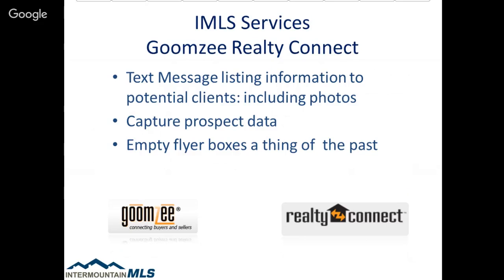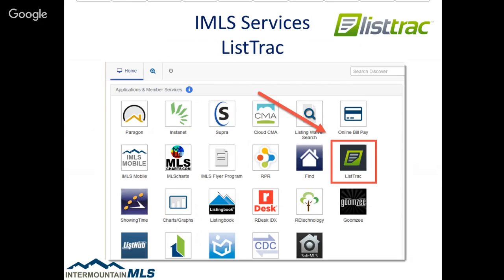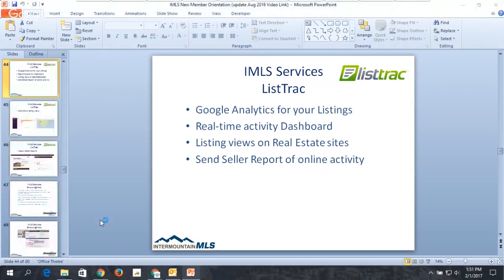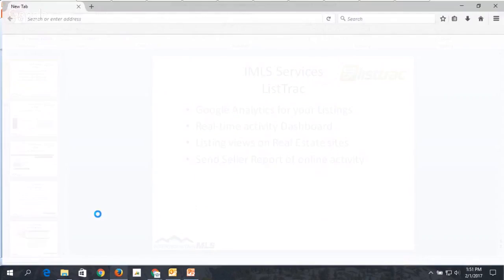So that's what Goomsy Realty Connect is. ListTrack. ListTrack is a tool that lets you see Google Analytics for your listings and where they're at on websites. You can see real-time activity. You can see views of other sites, where they're going. You can send your seller a seller report on that information. I'm actually going to log in here and show you ListTrack, but I got to log in here differently.